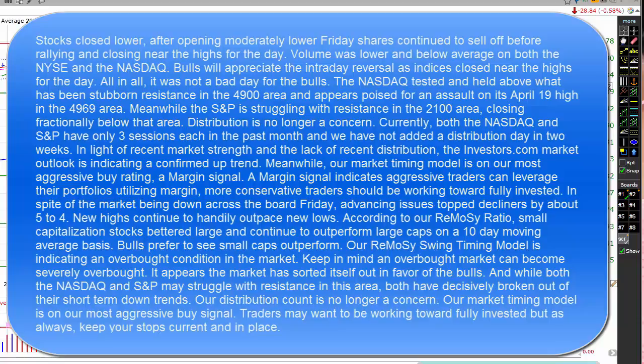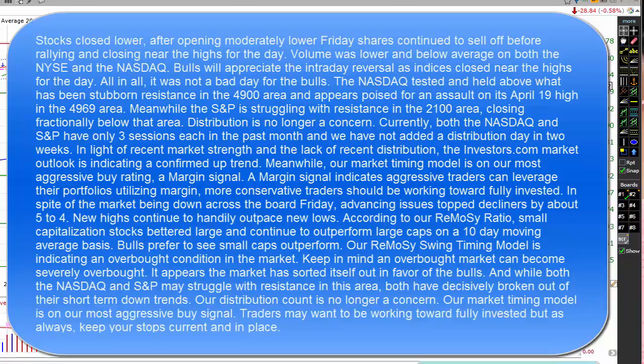According to our Ramosi ratio, small capitalization stocks bettered large and continued to outperform on a 10-day moving average basis. Bulls prefer to see the small caps outperform. Our Ramosi swing timing model is indicating an overbought condition in the market. Keep in mind, an overbought market can become severely overbought.